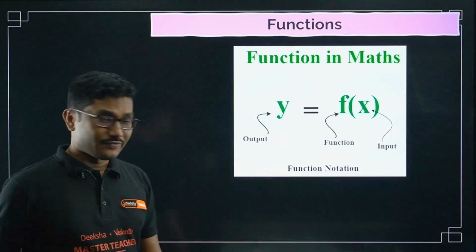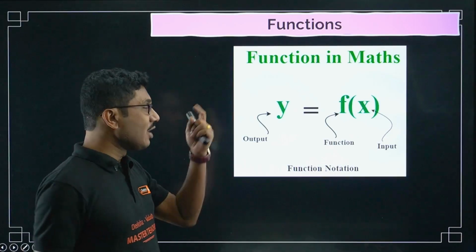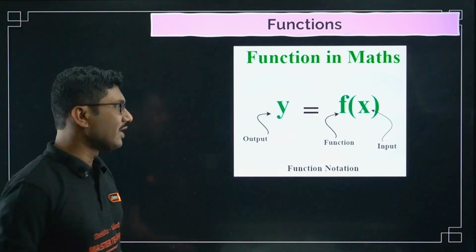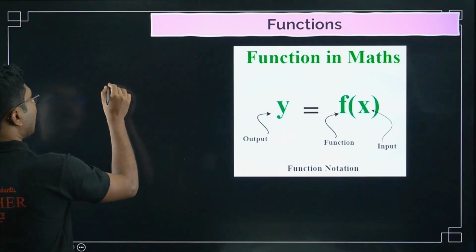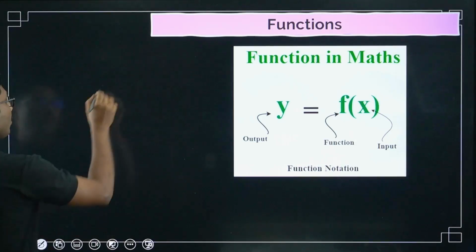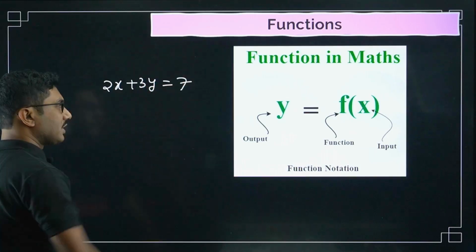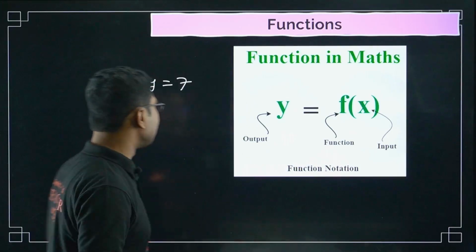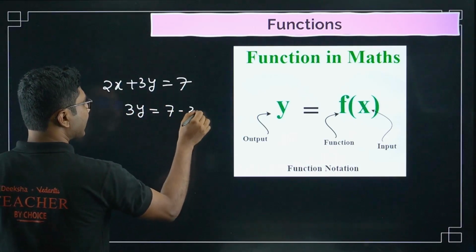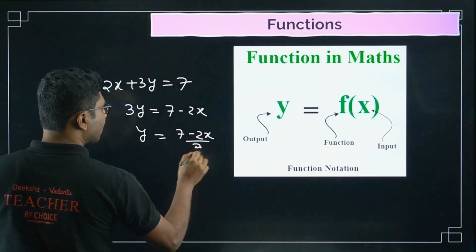Basics of calculus is functions. Okay, function means it can be anything. Whenever you can write one variable in terms of some other variables, it is considered to be a function. For example, if I say 2x plus 3y equals to 7, is it a function? Yes, it is also a function. You can write 3y equals to 7 minus 2x or y equals to 7 minus 2x by 3. This is also a function.